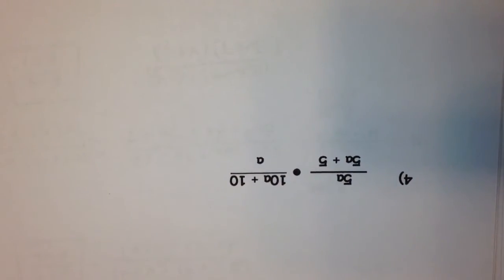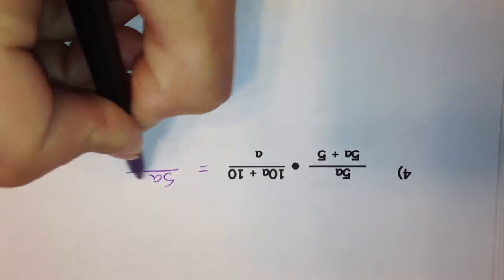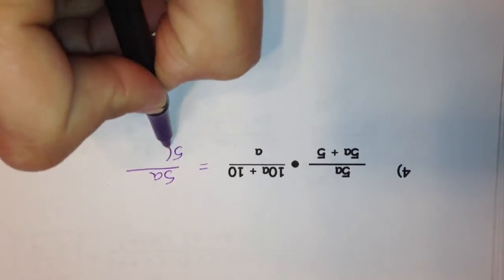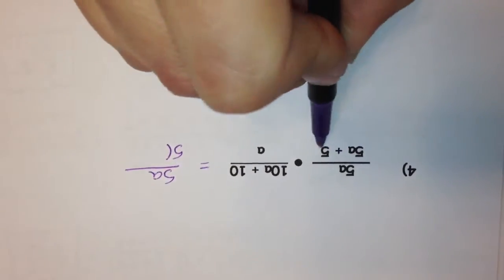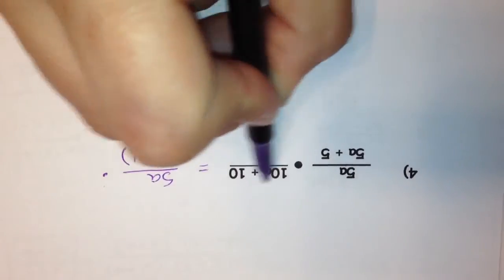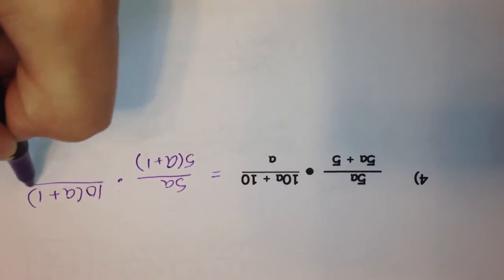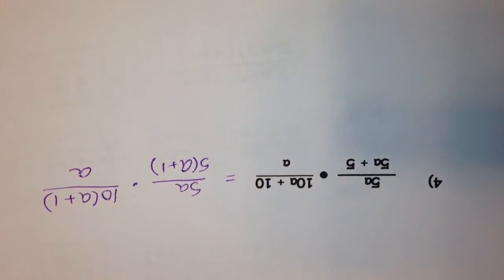Okay, for number 4, we have 5 over 5a plus 5. 5a right there is already in factored form. There's nothing I can do. I can take out a 5 that's common here. Right over here in my numerator I have a 10 that is common. And in the denominator the a.